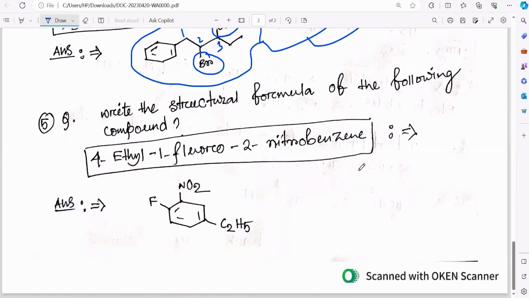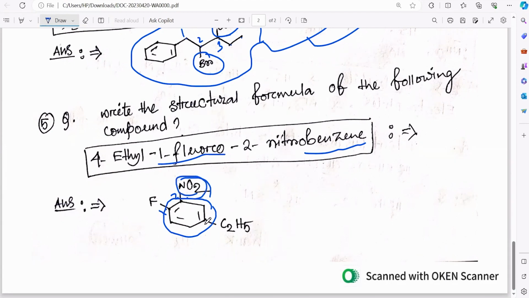Okay. Now we'll go to the last one. That is, write down the structural formula of the following compound. So 4-ethyl-1-fluoro-2-nitrobenzene. So first we will go to the nitrobenzene. Okay. So that is a nitrobenzene. Now let's say, forget about the 1-fluoro, 2-nitro, 4-ethyl. First we'll go to the benzene ring. So this is our benzene ring. Now they are asking for fluoro to be present in position one. So we'll start counting from here. Then the 2-nitro. In the second carbon atom, we will install a nitro group. So 1-fluoro, 2-nitro is done.